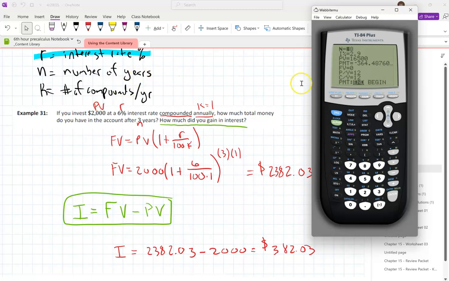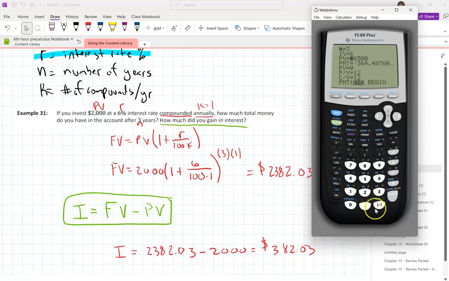So the N is the same as what we had in the annuity formula. It's the number of compounds per year times the number of years, so it's like the number of compounds. So in this example, it's going to be 1 times 3. I is your interest rate as a percentage. So in this problem, it was 6. My present value was $2,000.